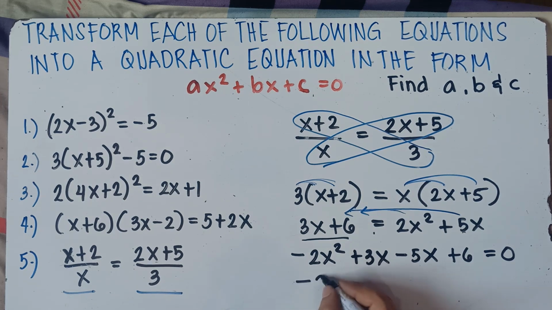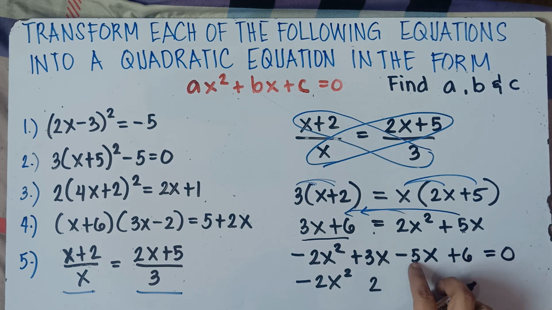And then combine. So copy this one, negative 2x squared. 3x minus 5x. If the signs are not the same, we subtract. 5 minus 3 is 2. Now 5 is greater than 3, so we have negative 2. Copy x plus 6 equals 0.